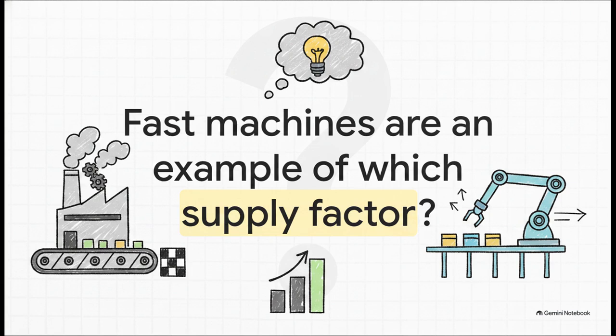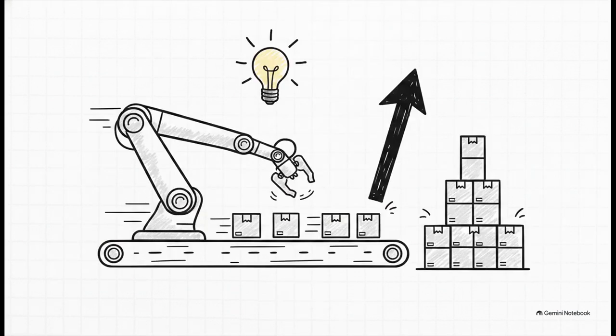I need you to switch back into your producer mindset for this one. If a seller buys a modern machine to make their products faster, which non-price factor of supply is this an example of? The answer is a change in technology. Whenever a business gets a new machine or some upgraded equipment that speeds up their workflow, that directly boosts their ability to supply more goods to the market.